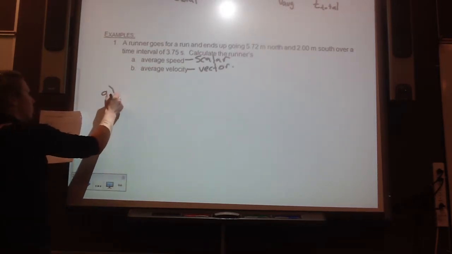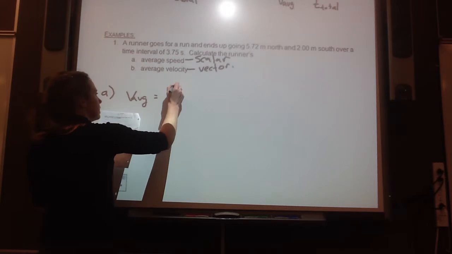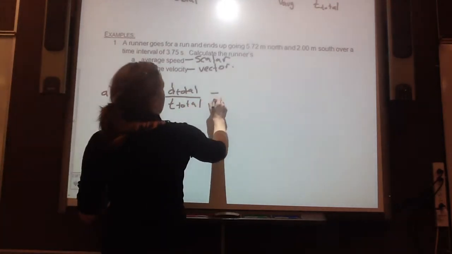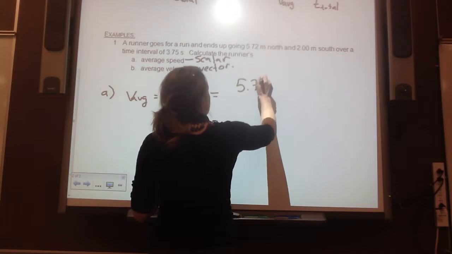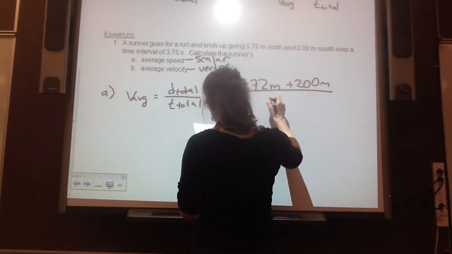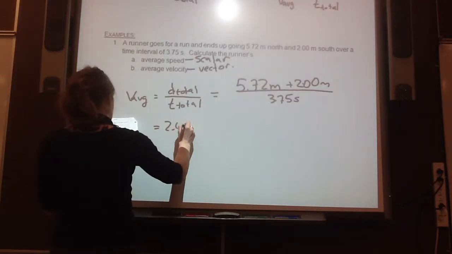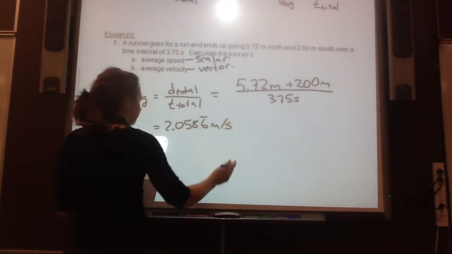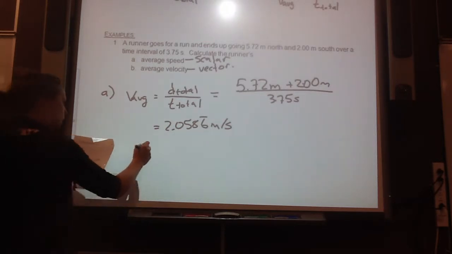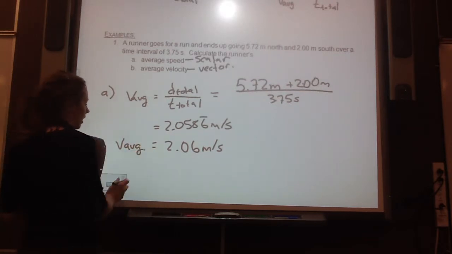So as I just put up before, my v without the arrow over top, average, is equal to d total divided by t total. So I'm going to add up all the distance they went, 5.72 meters plus 2 meters, divided by all of the total time, 3.75 seconds. This is equal to 2.0586 repeating meters per second. How many sig digs do I have? I have 3 sig digs. So I need to go 2.06 meters per second is my v without the arrow average.